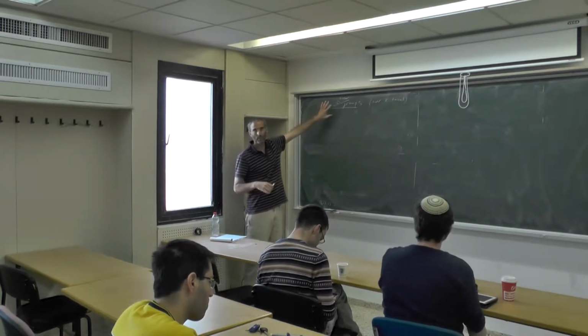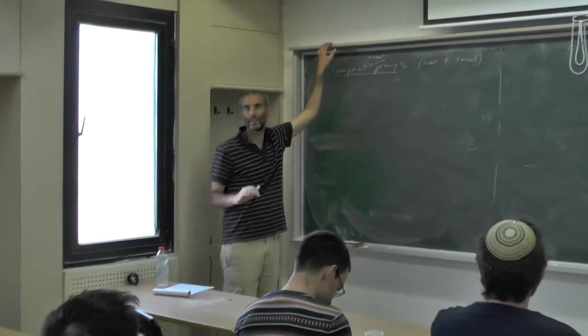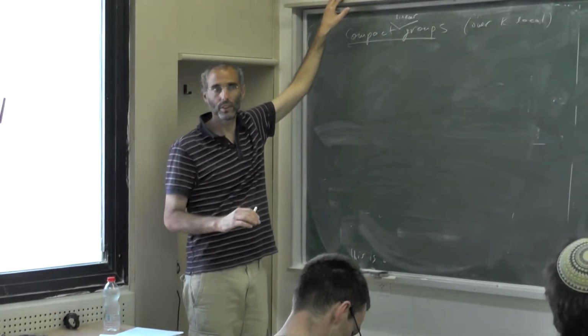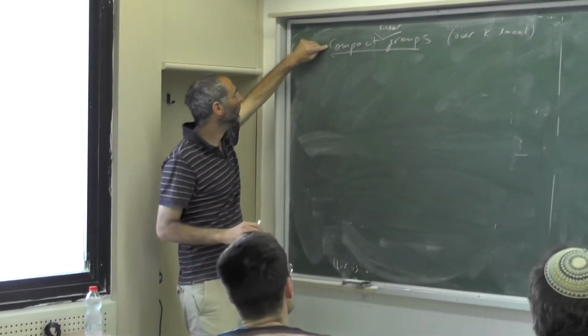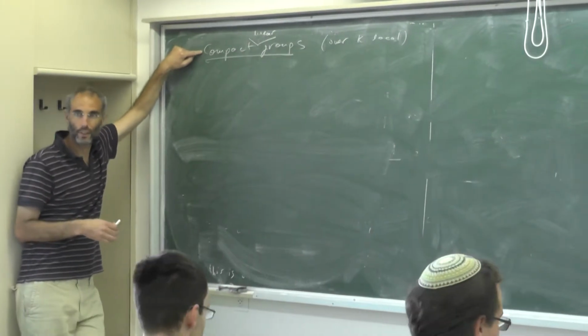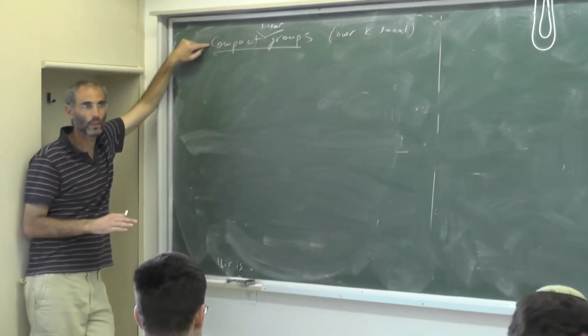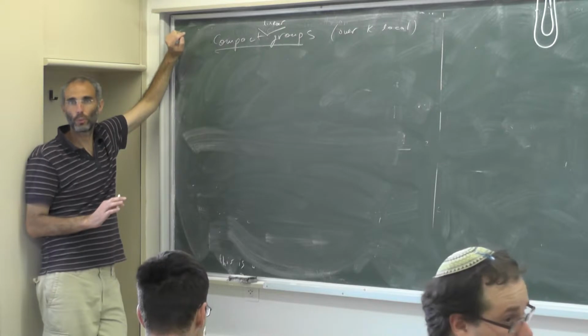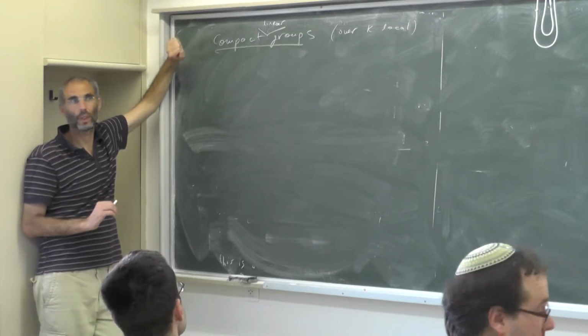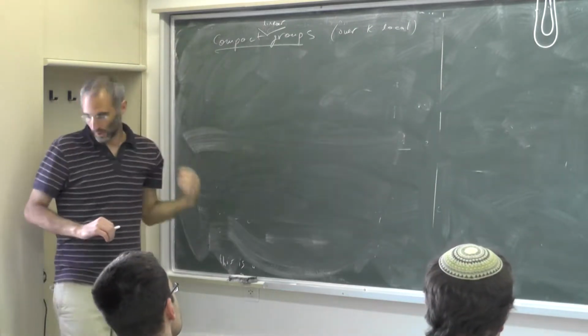A linear group is a subgroup of G_n(K). K here is a local field, and when I say so, G_n(K) has a topology, so subgroups means closed subgroups, and I want to consider now compact subgroups.